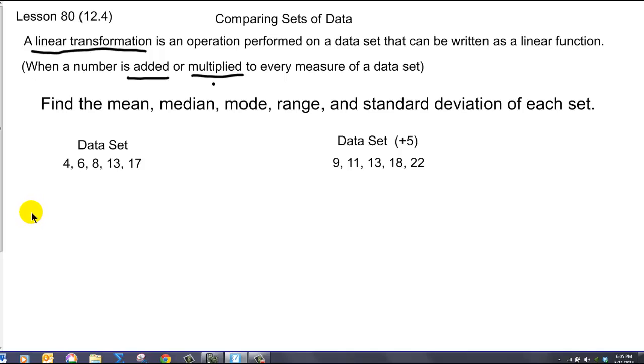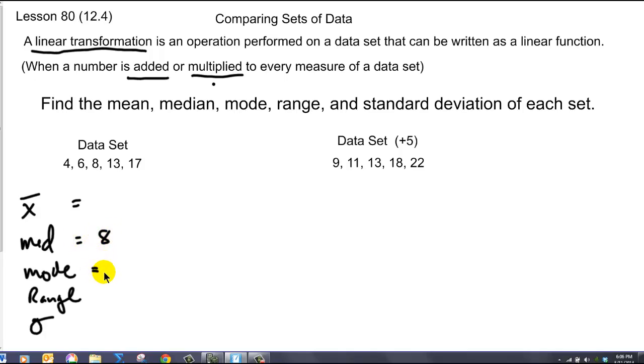In fact, let's go ahead and write a little chart here. We have the mean, the median, mode, range, and standard deviation for each of these sets. So in this case, I'm going to have to calculate the mean. Median here is going to be 8. Mode is none. I'll just go to no solution. Range, I take the difference of 17 and 4, which is 13. Standard deviation I'll have to calculate.